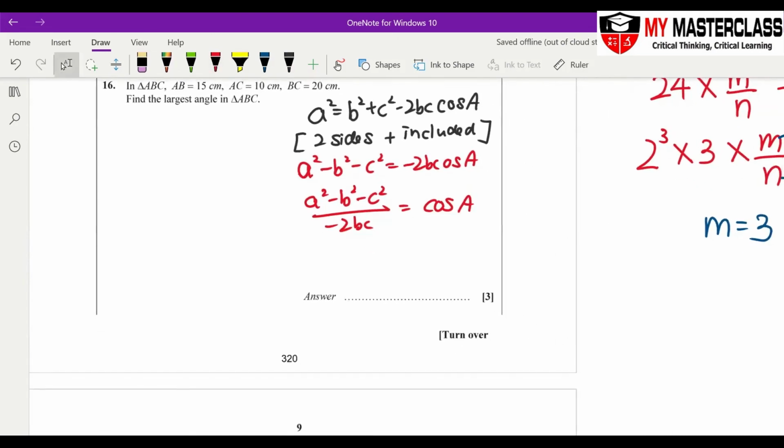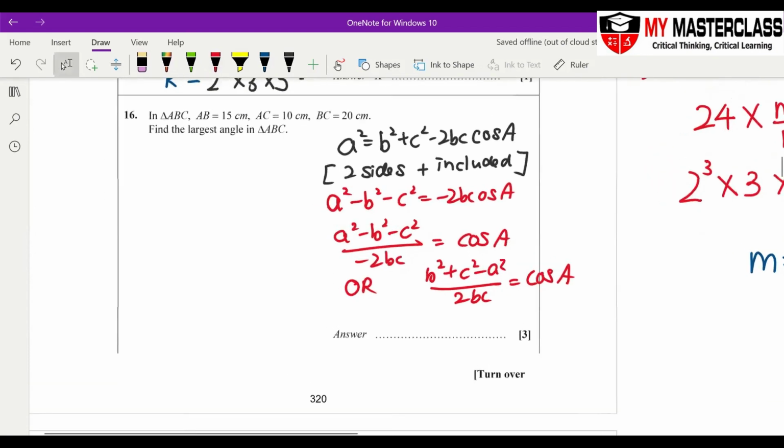But if you have already memorized, your school will have taught you b squared plus c squared minus a squared over 2bc equals cos A. This one also can. If you memorize, it's the same, because the negative from the bottom, I give it to the top. It will become negative a squared plus b squared plus c squared. If you memorize, it's this. If you don't memorize, move it yourself, you can still get it.